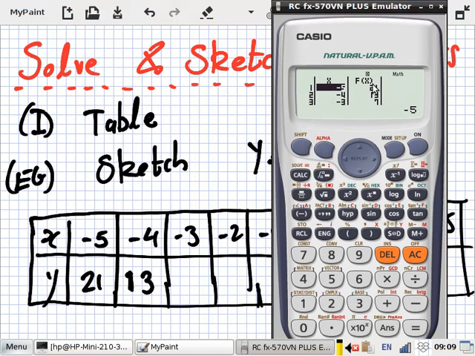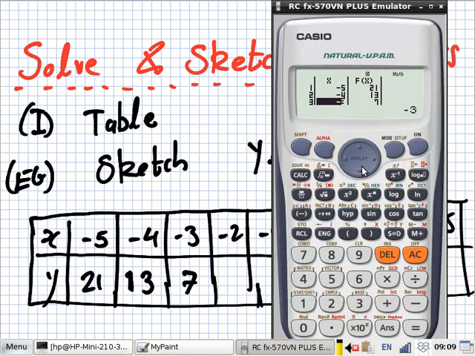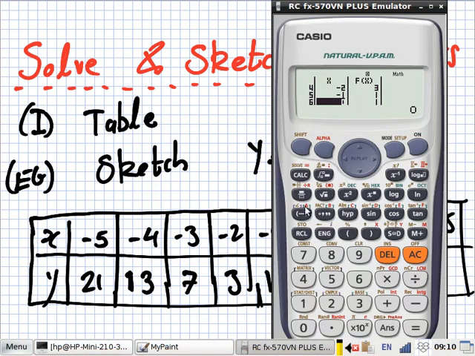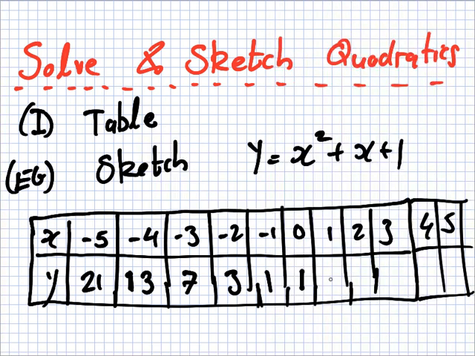So it's 21, 13, 7. Have I gone too far? Minus 2 is 3. 3, 7, 13.